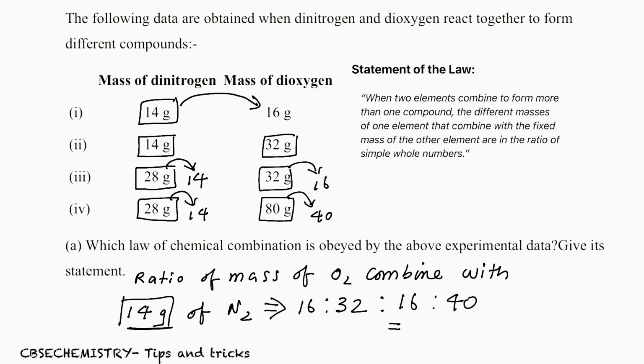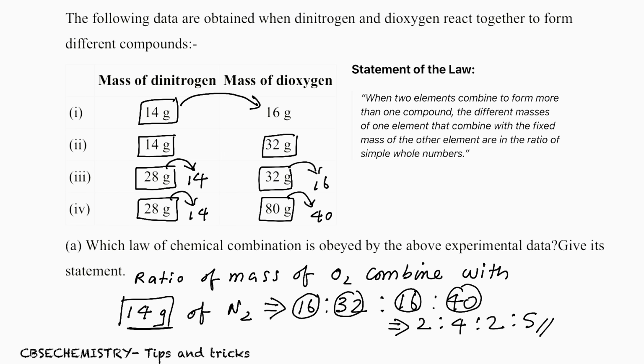Now to find the simple whole number ratio, divide all these numbers by 8. So 16 divided by 8 is 2. 32 divided by 8 is 4. 16 divided by 8 is 2. 40 divided by 8 is 5. So what are you getting? 2 is to 4 is to 2 is to 5. So that is a simple whole number ratio, right?